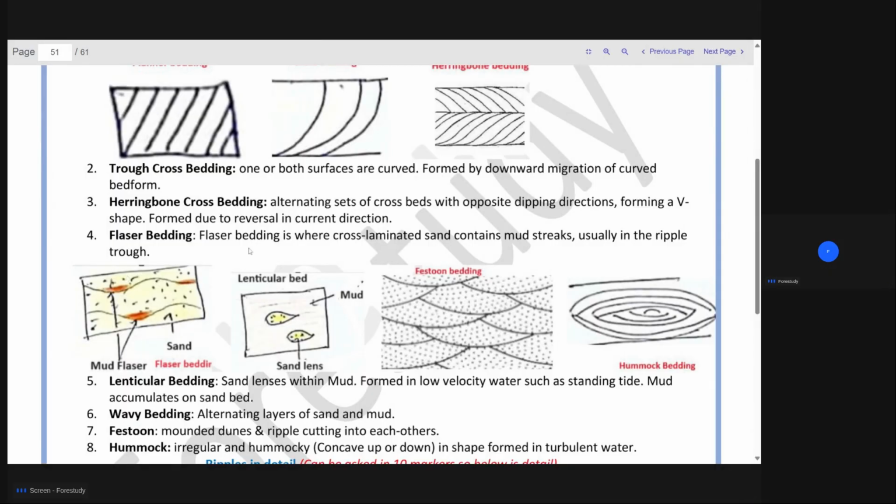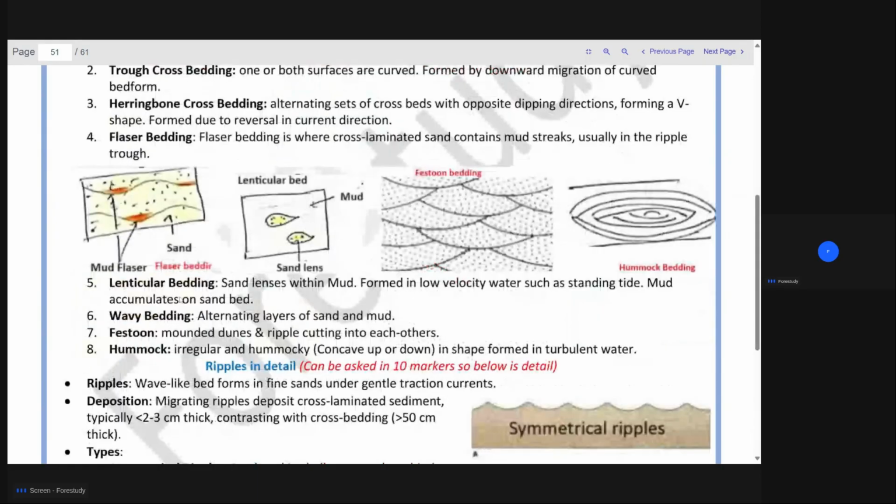Fissure bedding is where cross laminated sand contains mud streaks, usually in the ripple troughs. So you have mud streaks in the rippled troughs of sand. Okay, we get fissure bedding. In lenticular bedding, you have sand lenses within the mud. So mostly it will be mud, with small sand lenses. This is just the opposite. Lenticular bedding is just the opposite of fissure bedding.